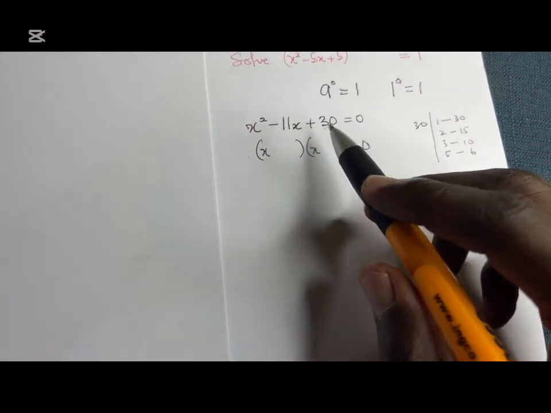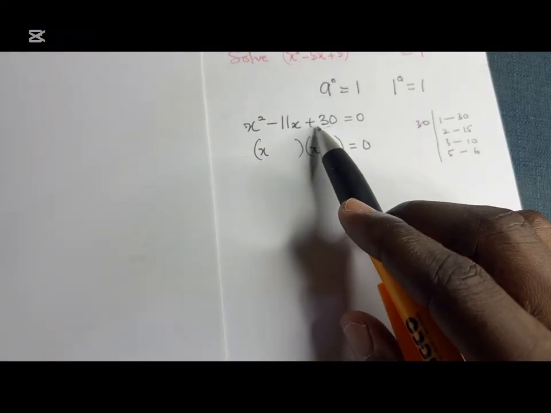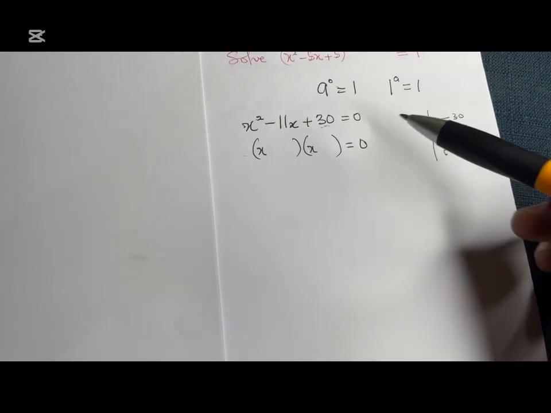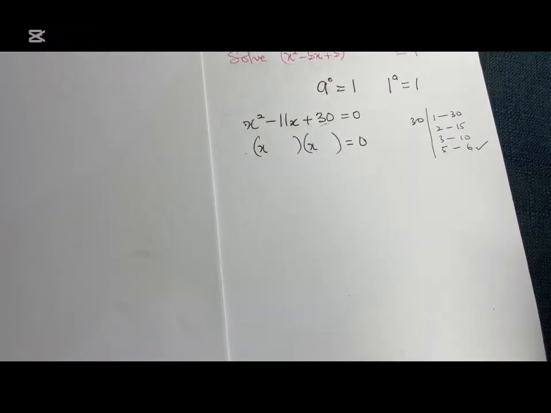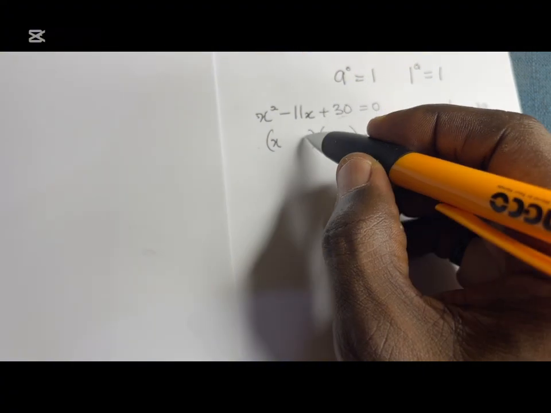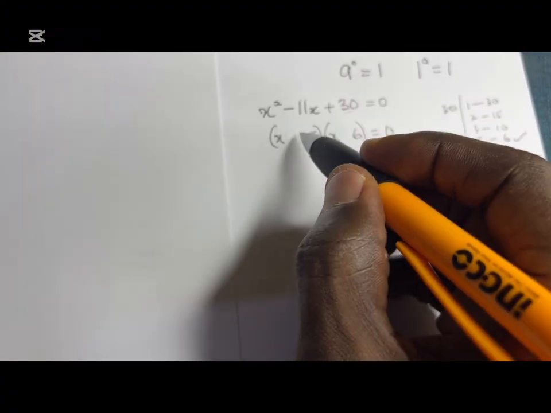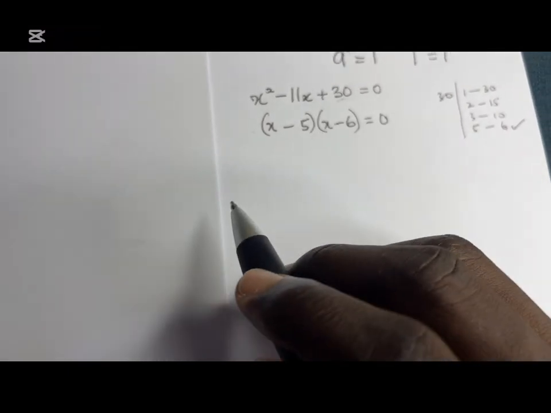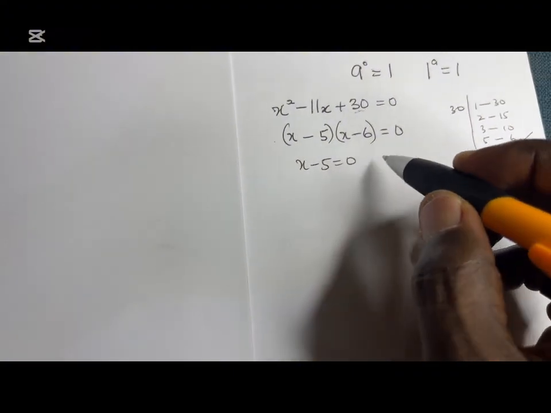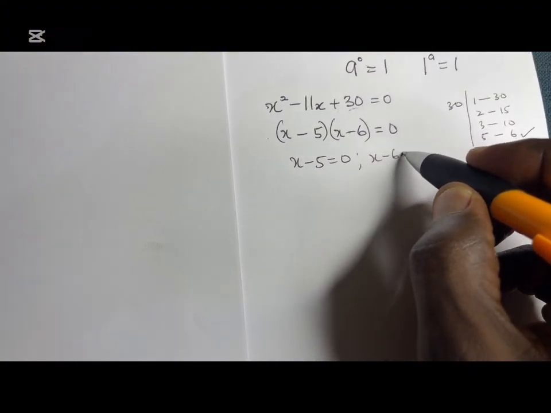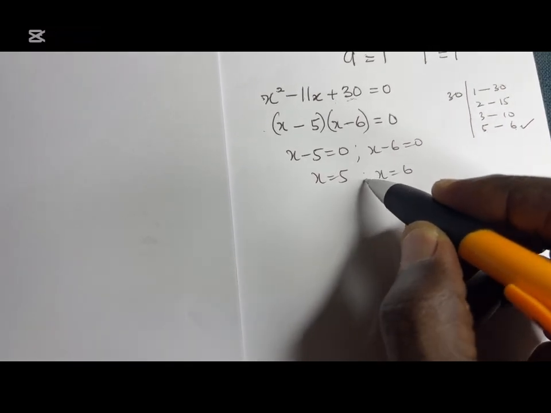Now from this, we pick the pair of factors that when you add, you get 11, and that is, of course, 5 and 6. So that means here should be 5 and 6. Since it's minus, it means here will be minus. So you'll be having x minus 5 equals 0 and x minus 6 equals 0. So x equals 5, x equals 6.